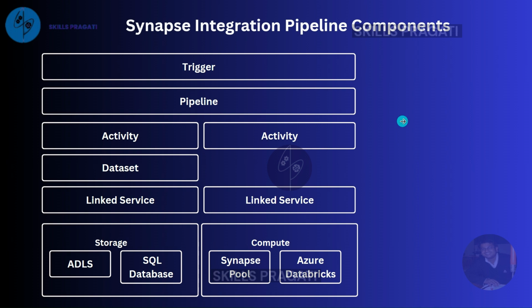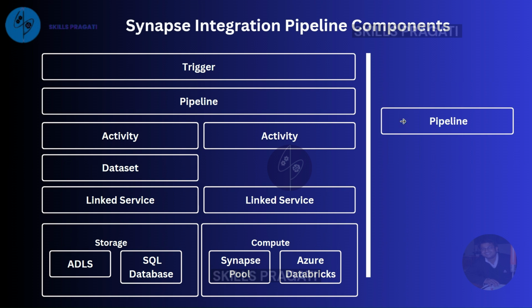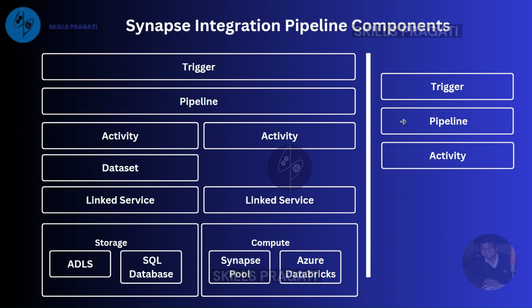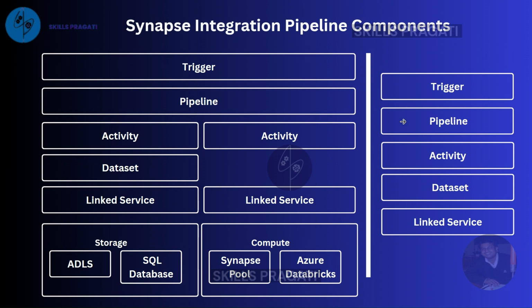Just to summarize, pipeline is the only executable component amongst the various components we talked about. A trigger can invoke a pipeline to run at regular intervals or based on an event. A pipeline may execute one or more activities. A dataset defines the metadata about the data in files or tables. And finally, a linked service holds the connection information about a storage or a compute resource.